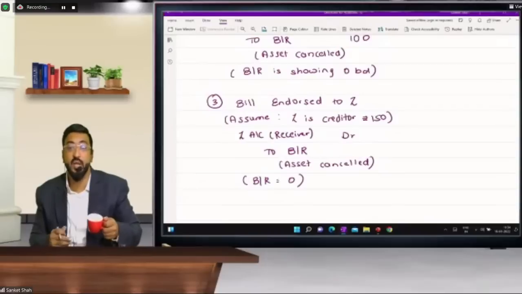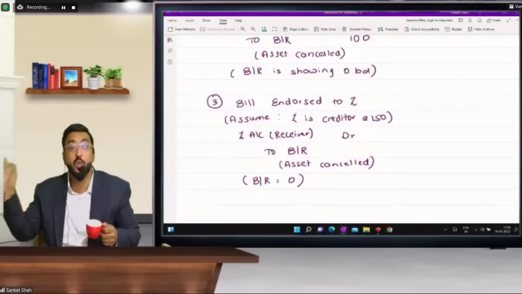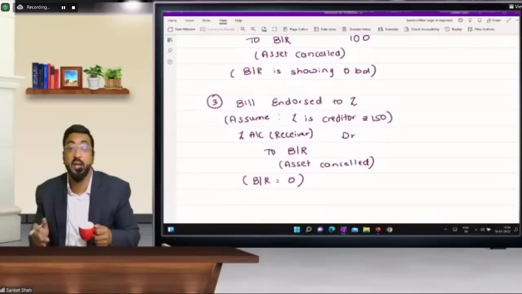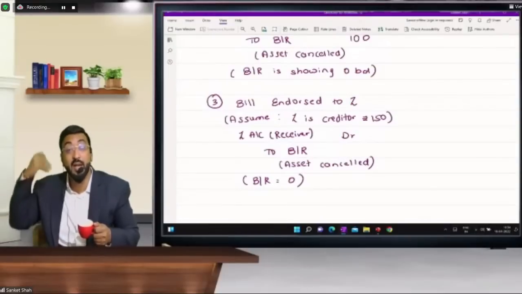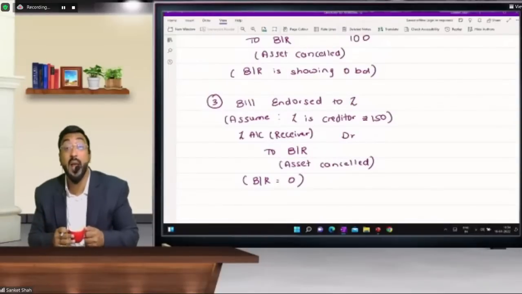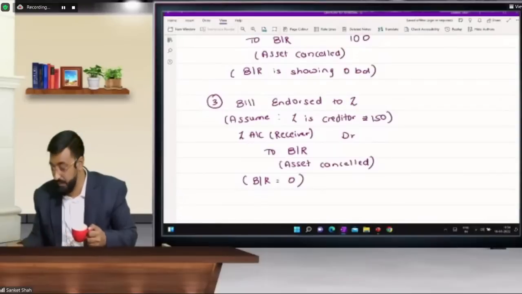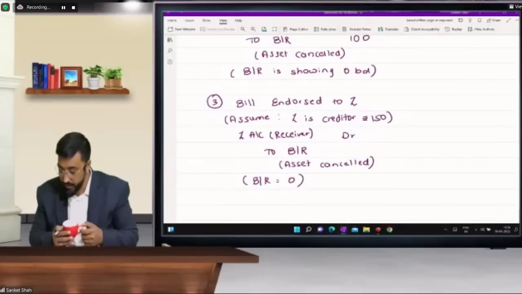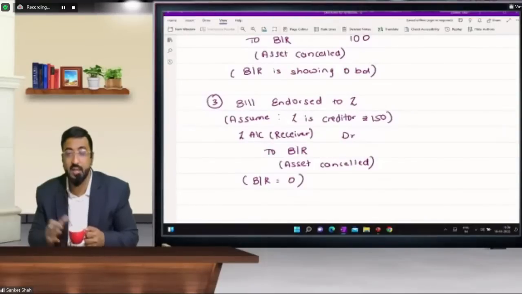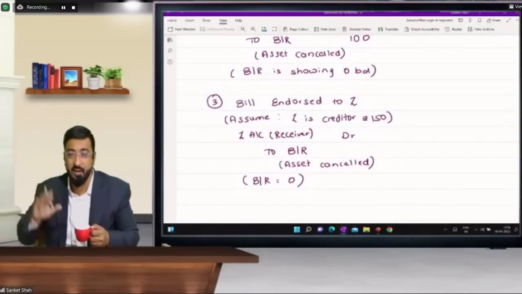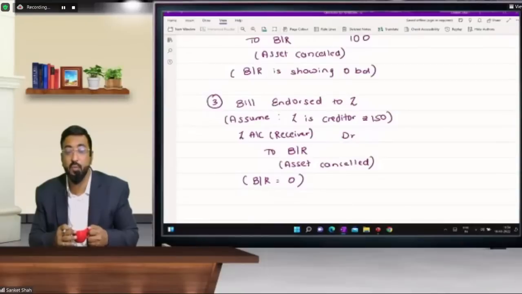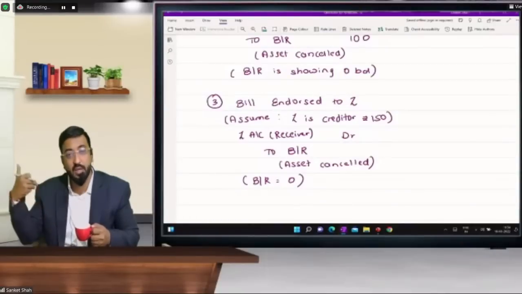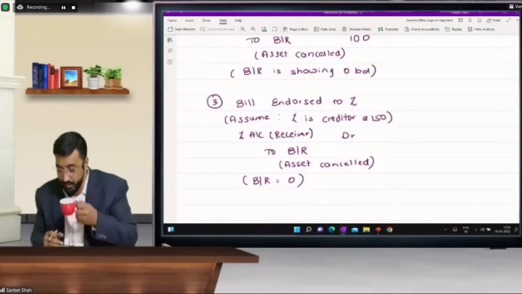Bills receivable is showing zero balance, and Z is also getting closed. Your creditor becomes receiver. Now he will get money after 3 months from X. X will pay him after 3 months. Easy? You are Y. Asset showing zero balance. Asset cancel means the asset has gone from us. Bills receivable is no more with me. So bills receivable transferred.